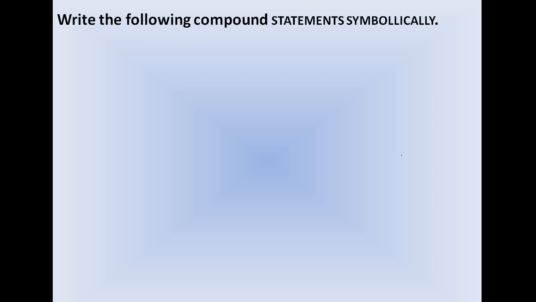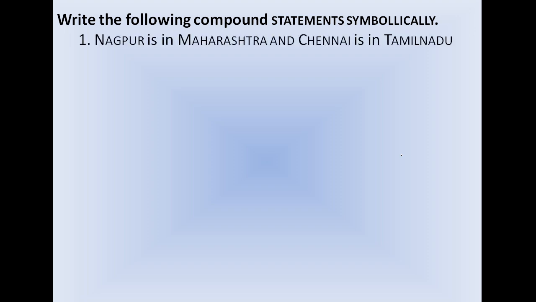Now let us start to solve some questions from your textbook. First one, you have to write down the given statement in a symbolic form. The first one is Nagpur is in Maharashtra and Chennai is in Tamil Nadu. So this is your first atomic statement. This is your second atomic statement, and they are connected with the connective and. So we'll take this as a small p, this as a small q, and they are connected by and.